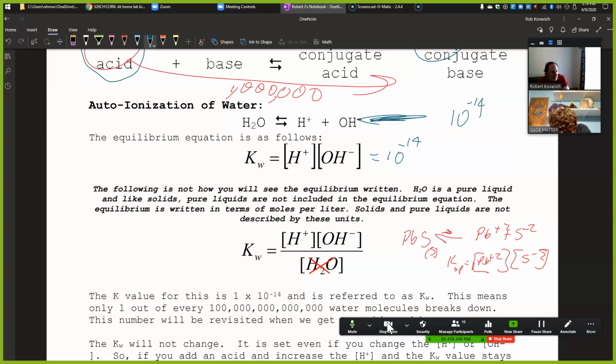Because what I know about this is the number of these and the number of these have to be equal to each other. Because when the water molecule breaks apart, I get an H plus and an OH minus. So if this value is 10 to the minus 14th, and I know these two things are equal to each other, then it's 10 to the minus 7th times 10 to the minus 7th. Because exponents with the same base, when multiplied, are just added up. So I get 10 to the minus 14th. Does that make sense?